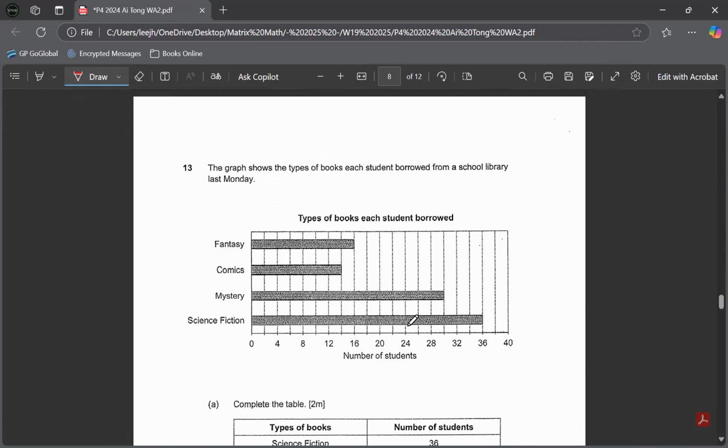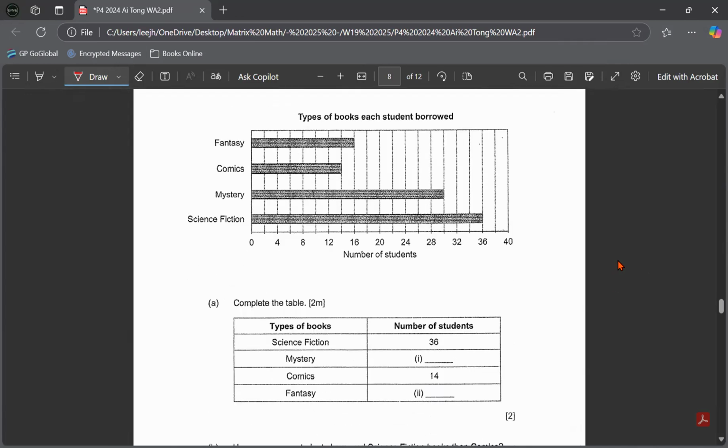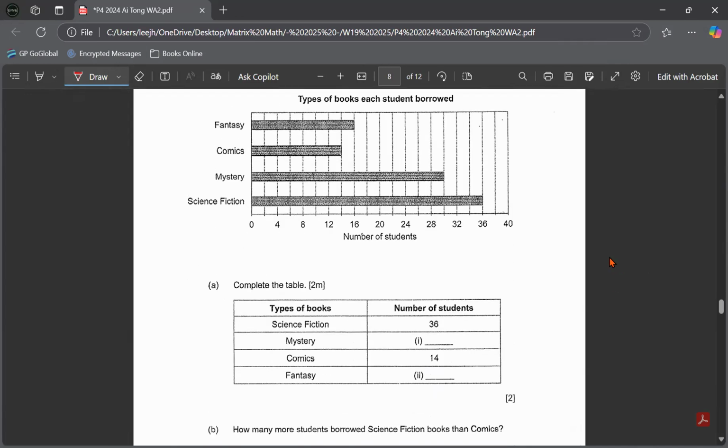Okay, so question 13. The graph shows the types of books each student borrowed from a school library last Monday. So these are fantasy, comics, mystery, and science fiction. So many genres. So complete the table for this A. Okay, before we do that, we need to look at this. So we can see that we have the science fiction, which is 36. So we know 36. Okay, we write down.